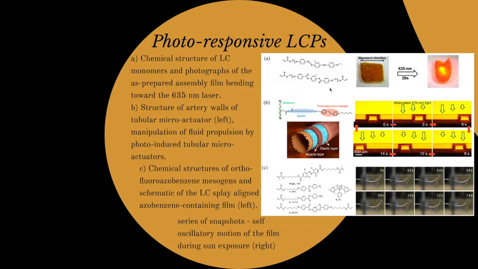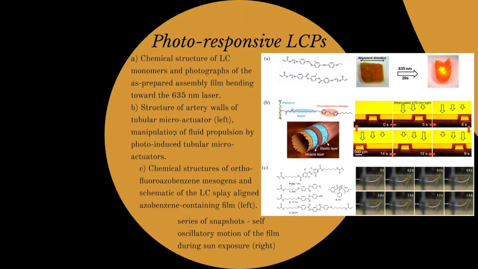And then you have the light. So A, B, C. Three pictures here. First is the picture of some monomers, and then the photograph of the as-prepared assembly film bending towards the laser. Okay, so you have a laser with a wavelength of 600. When you infuse the material, it will have this bending shape.